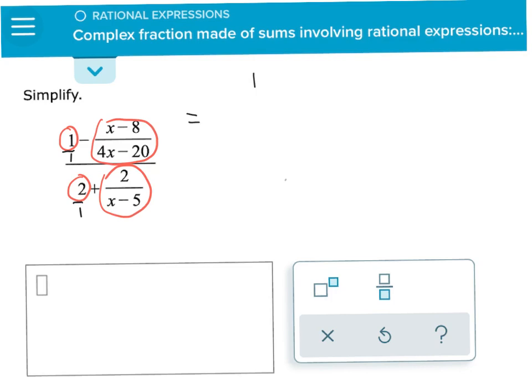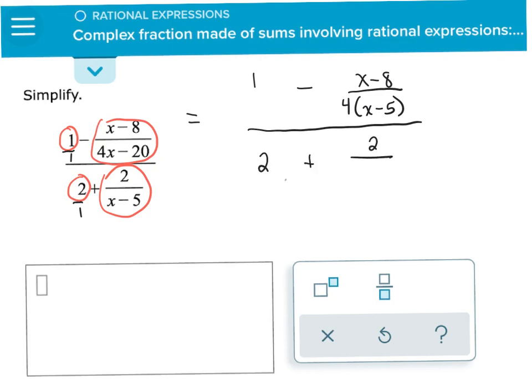So if I rewrite this, this is going to be 1 minus x minus 8. Now I have 4x minus 20, which I can simply take a GCF out of, x minus 5. Now on the bottom I have 2 plus 2 over, now this is just x minus 5, nothing really factors, so it's x minus 5 again.